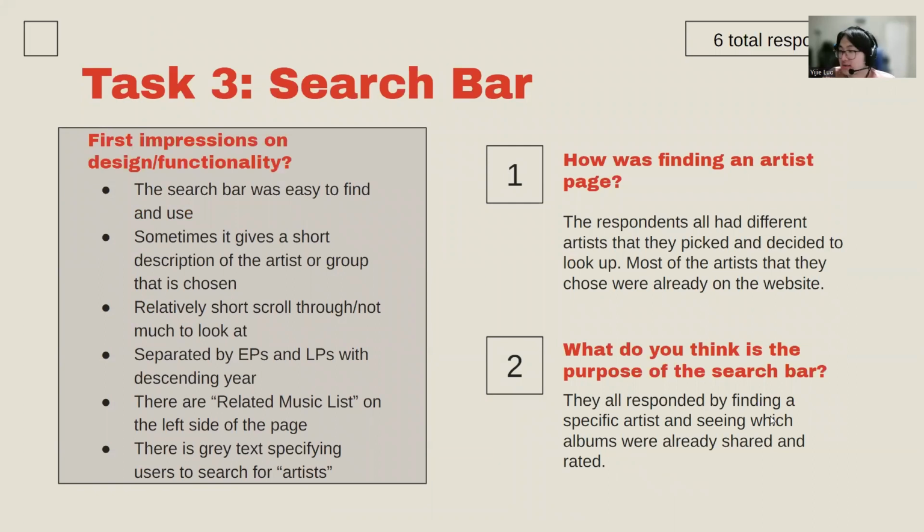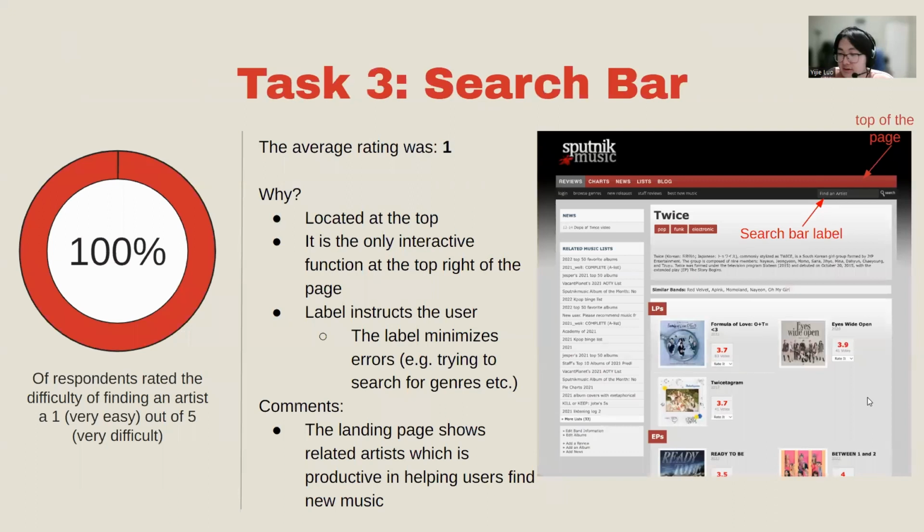Now, the important thing to recognize about Sputnik's search bar is the fact that it actually had a search label. All participants knew that the search bar was specifically designed for searching for artists, not songs, not genres, not anything else, but artists. And the search label was a huge signifier for that. Finally, all users found that the search bar was very easy to actually locate as well as use.